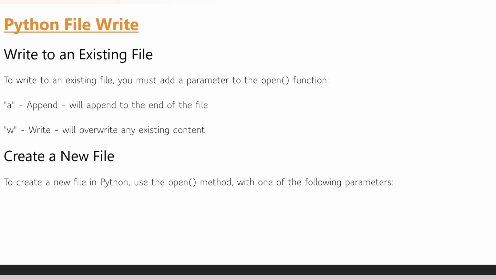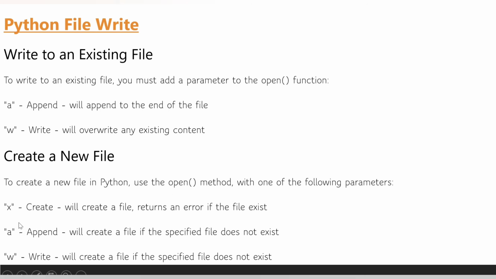So creating a new file, to create a new file in Python, use the open method with the help of the following parameters. So we have seen this all. With the help of append we can also create a new file. With the help of W write we can create a new file, and with the help of X also we can create a new file.